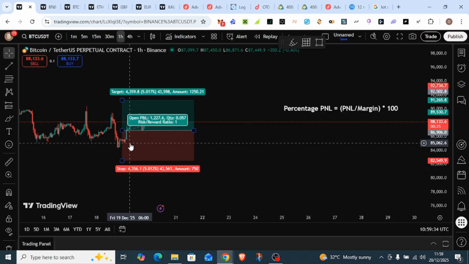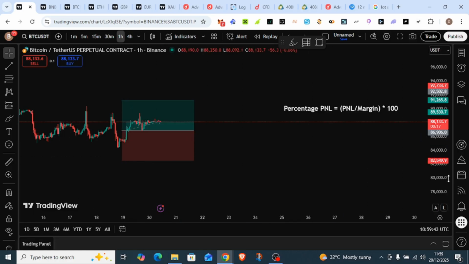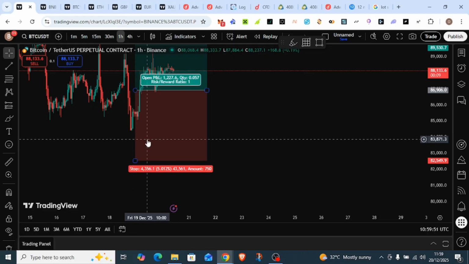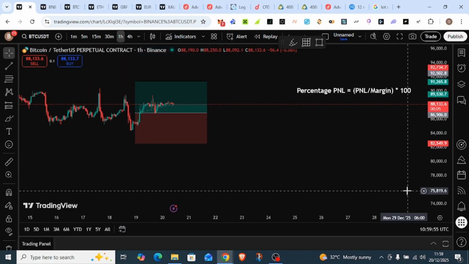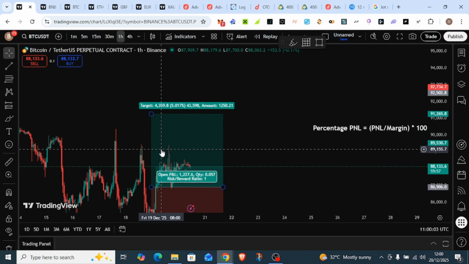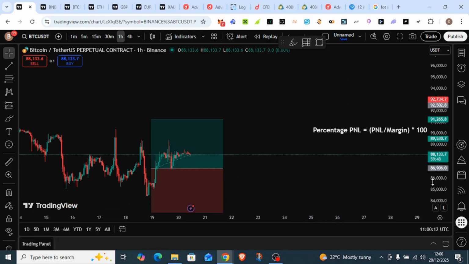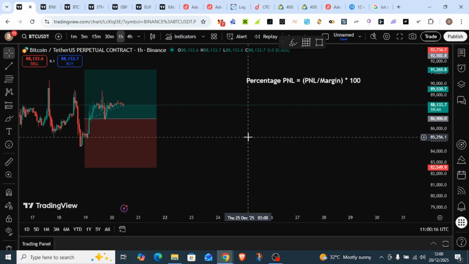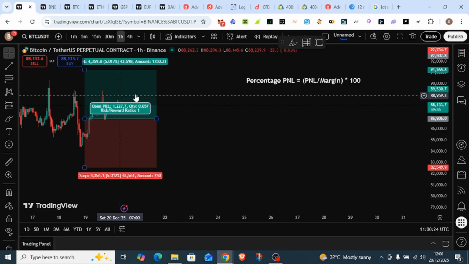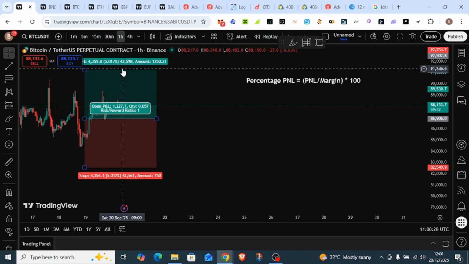This setup is showing a stop loss distance of 5.012%. Let me zoom it so that you can see it. This is 5.012%. And take profit of 1. So the risk to reward ratio here is 1. Using these parameters, we are going to calculate what the percentage PNL will be if we hit this take profit of 1 RR.